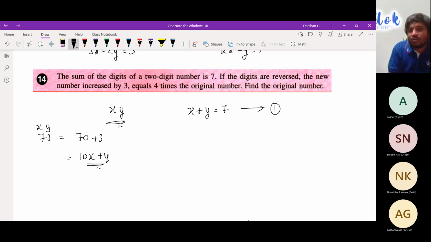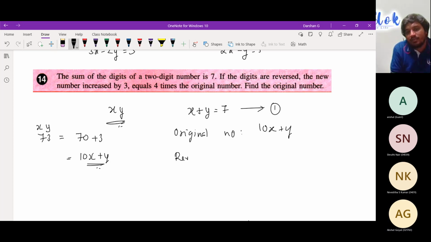But you have to ask, sir, why are we not taking that here? The point is they're telling the sum of those 2 digits, which is very clear. They're not even talking about the value of it. They're simply talking about the sum of those 2 numbers. Now, coming on to the second thing, when I reverse it, the original number is 10x plus y.